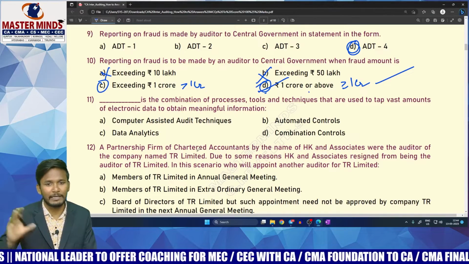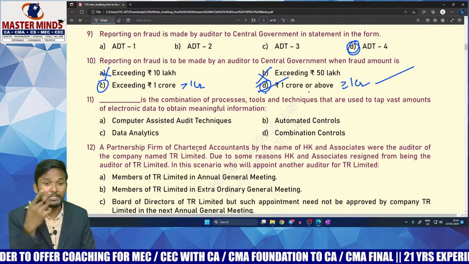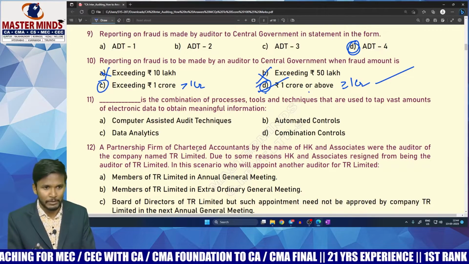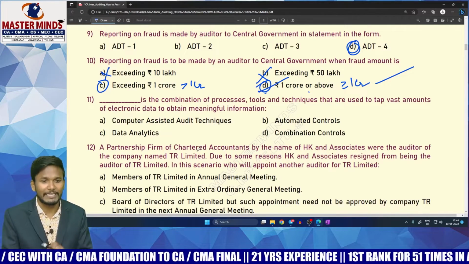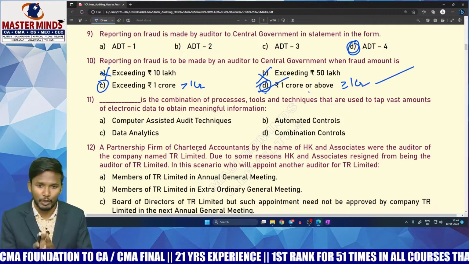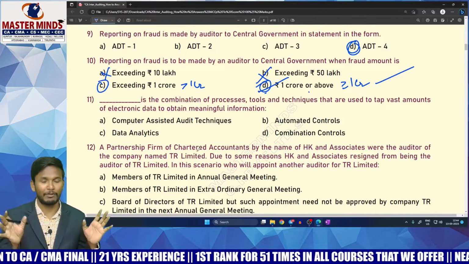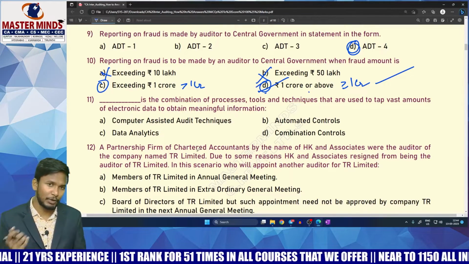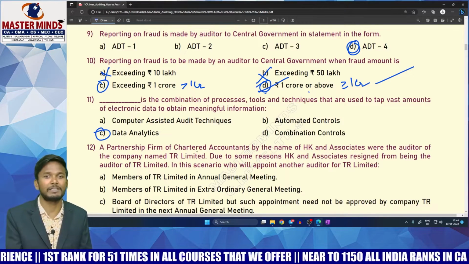Studying less content, if you are getting that many marks, I can say it is equally the most important chapter. So what I suggest is, if you have not read this chapter, at least even now if you read, within half an hour you can complete this content. So what is this chapter about? Automated environment. In automated environment, we studied something called data analytics. What is data analytics? It's nothing but a combination of processes, tools and techniques that are used to tap vast amounts of electronic data to get meaningful information. See, there is a lot of data with the management, a lot of journal entries. For converting that into meaningful information, we are going to use some tools. Those tools can be called data analytics. This is nothing but a definition.